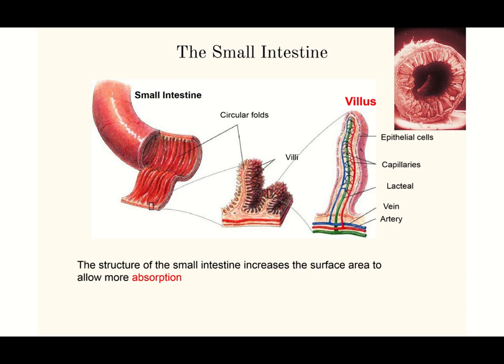The structure of the small intestine maximizes surface area. The small intestine itself is very long and highly folded. Each fold has finger-like projections called villi that maximize surface area. Inside one of these projections, we have capillaries. Food travels from the inside of the small intestine, crosses the cell membrane, and enters our bloodstream. This is absorption.